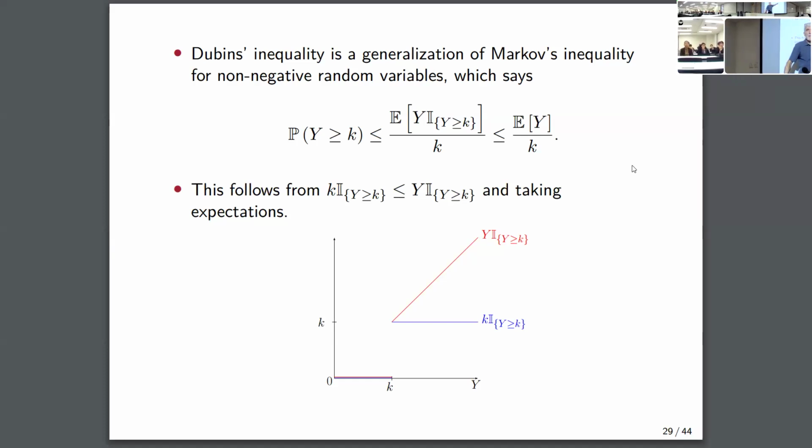The expected value of Y is at least as much as if we take Y times the indicator function of Y being more than k, where we're basically putting zero when it's less than k and Y otherwise. So it's clear that this is less than this. Here's a picture. K times the indicator of Y more than k is the blue line, and that's less than Y times the indicator of Y more than k, which is the orange line. So we have this, and we just take expectations of everything, and here we go. That's Markov's law.